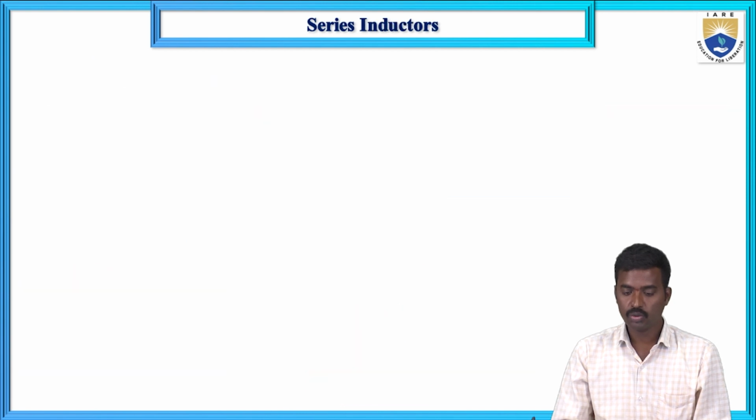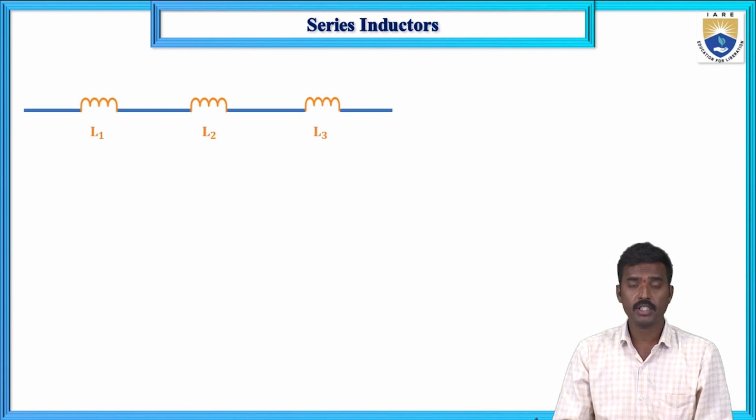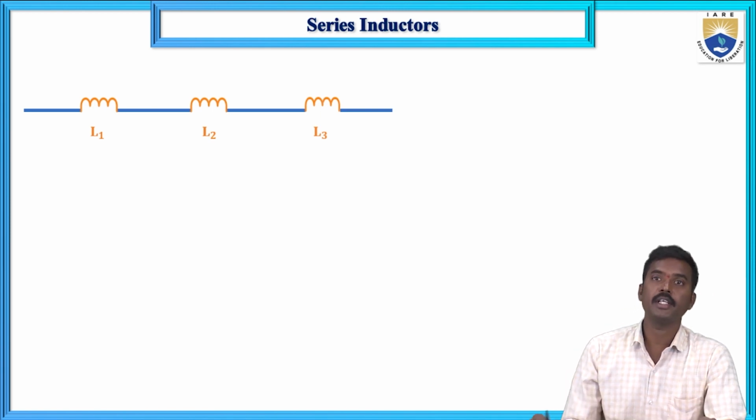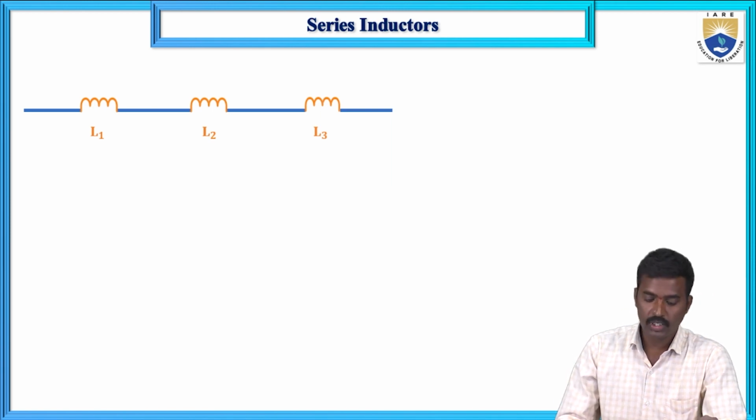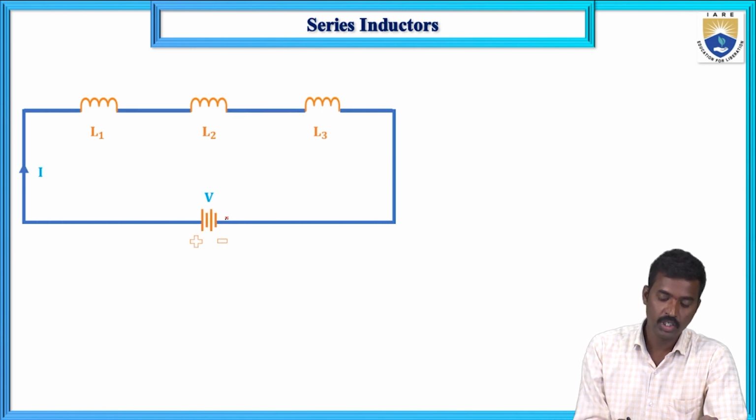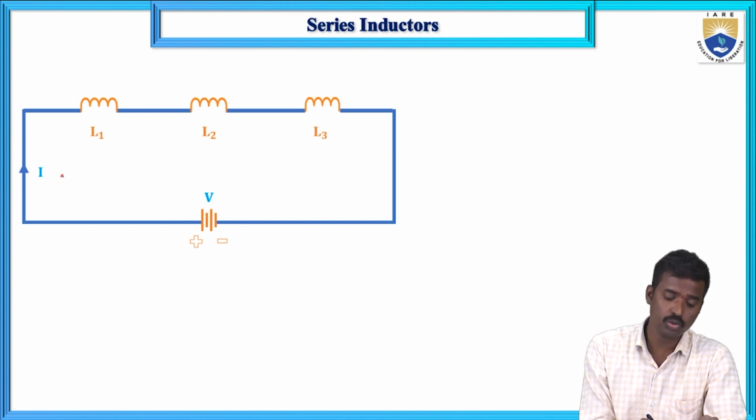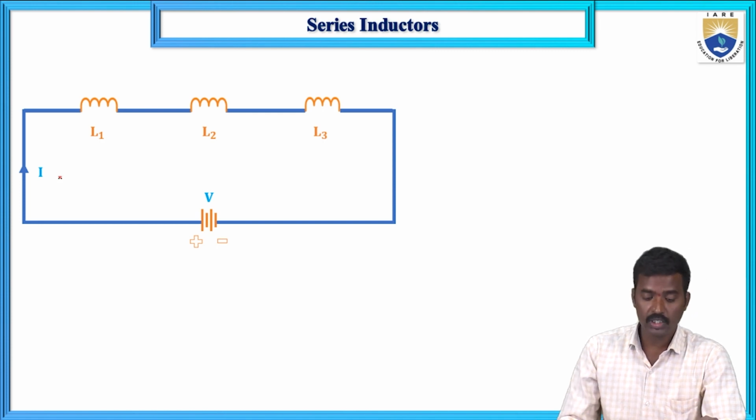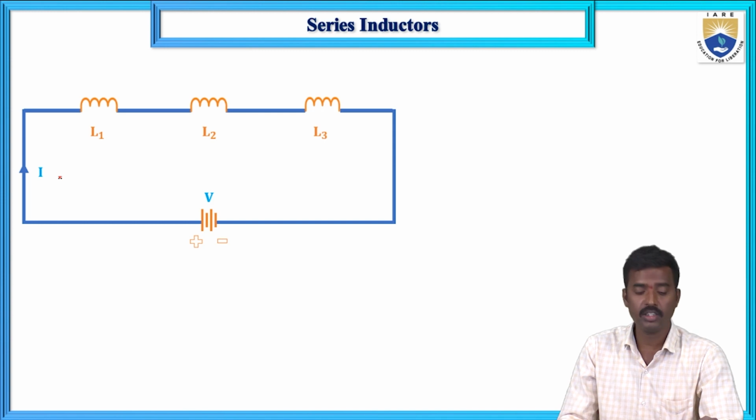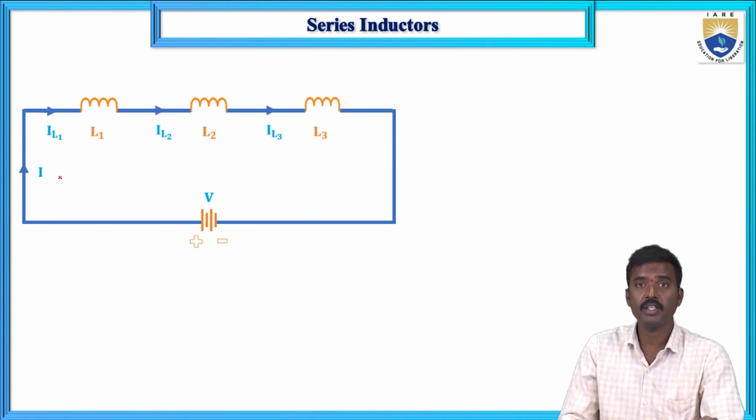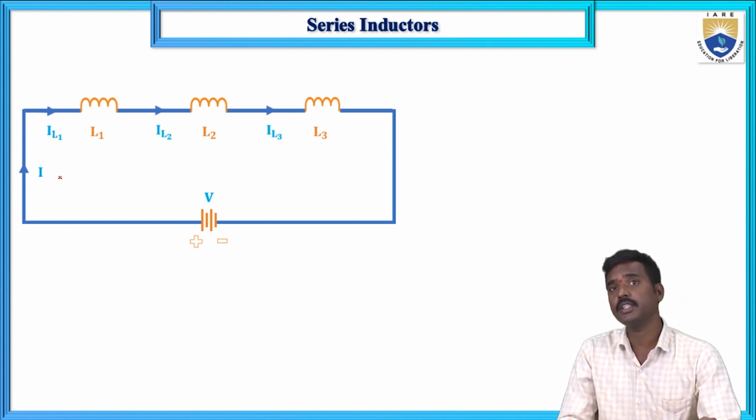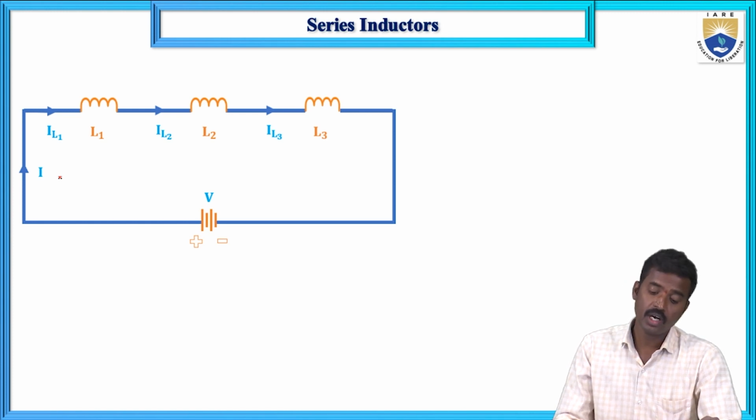Now let us move to the series inductors. Here three inductors L1, L2 and L3 are connected in series. The whole circuit is connected across supply voltage E. If you give the supply voltage battery to these three series inductors, current flows in the circuit. There is a closed path. The total current drawn by the circuit is I. Each inductor carries the current: L1 current is IL1, L2 current is IL2, L3 current is IL3.